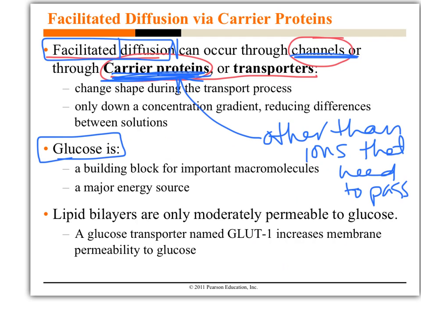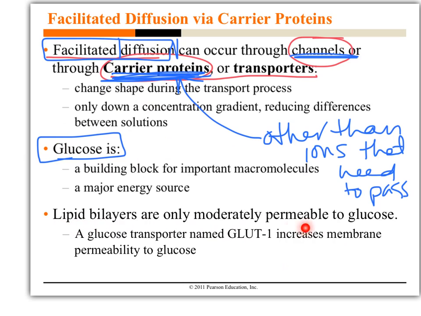So glucose doesn't go through a channel protein because it's not an ion. It's a big molecule, right? It's a sugar molecule. So what does it have to use? It has to use a carrier protein to go through. So all big stuff that crosses our membrane has its own carrier protein. Just like the channel proteins that have one channel per ion, a different carrier protein or transporter per molecule. So any kind of large molecule that needs to pass has to have its own carrier protein.